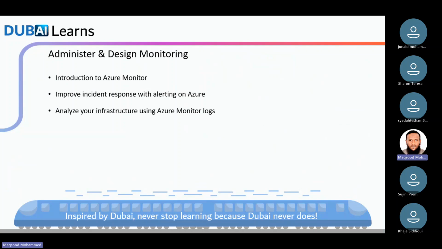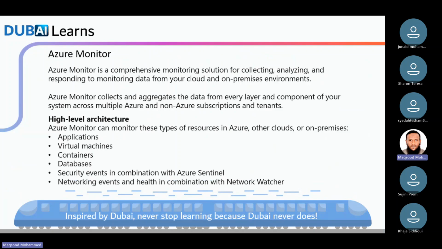Then we have something called Azure Monitor. This is again a service from Azure, which you can use for monitoring. Azure Monitor is a comprehensive monitoring solution for collecting, analyzing, and responding to monitoring data from your cloud and on-premises environments. So Azure Monitor provides you the option to monitor Azure resources, and if you have a hybrid cloud setup, you can also deploy the Azure Monitor agents on on-prem servers to monitor those servers.